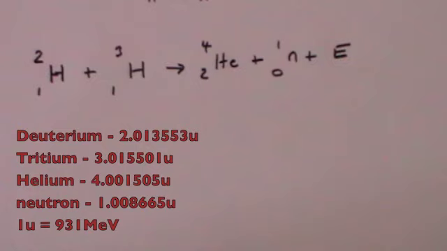And we're given the helpful information that 1 atomic mass unit is equivalent to 931 MeV.